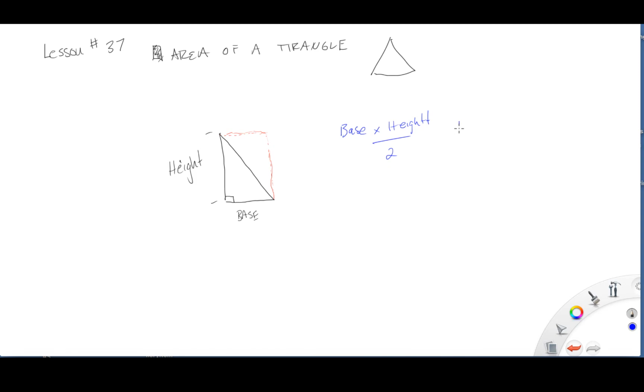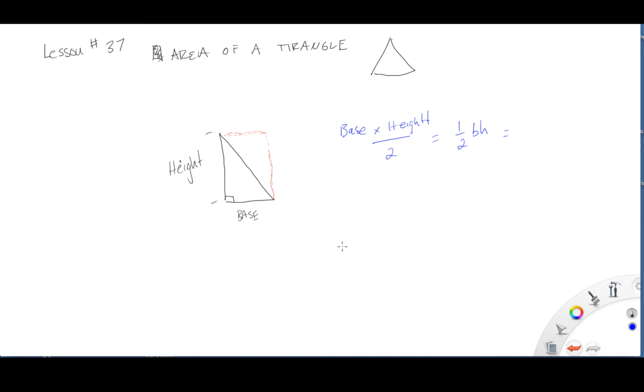You might also see it like this. It may look like this: 1 half base height, right? 1 half base height just means the same thing as base times height divided by 2. And you're going to see the equation here. Both of these are equal, okay?